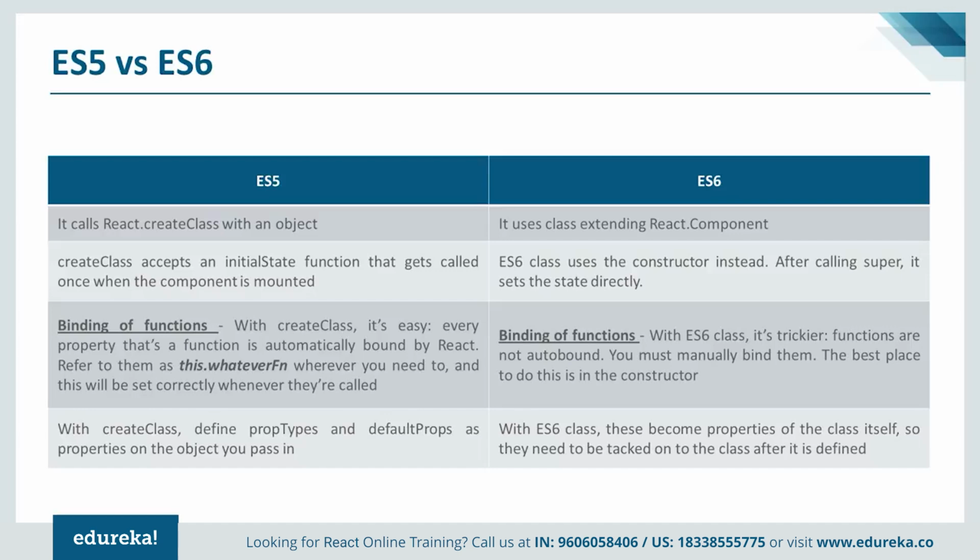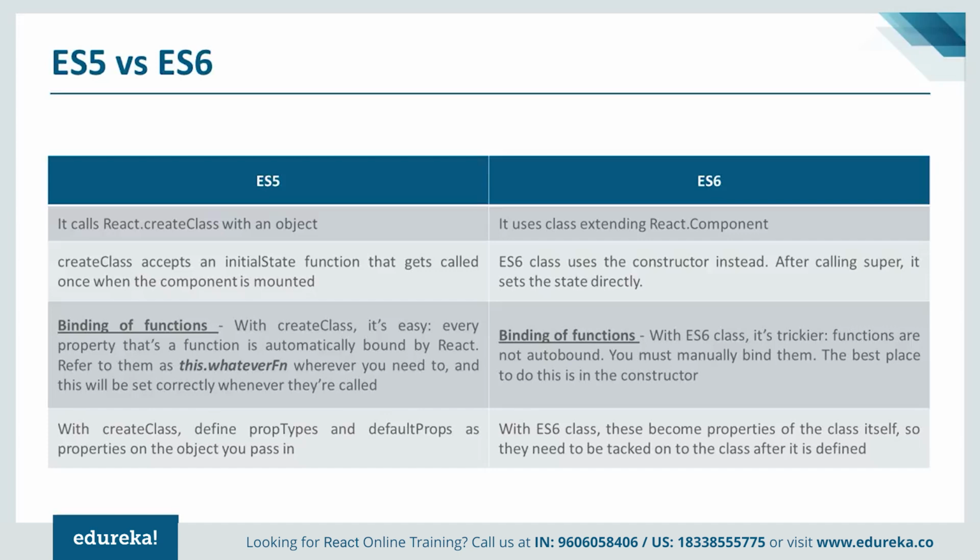Now, when I talk about the binding of functions, with createClass it's very easy. Every property that is a function is automatically bound by React. When I talk about the ES6 class, it's a little bit trickier. Functions are not auto-bound. We have to explicitly bind the function. With createClass, we define propTypes and defaultProps as properties on the object which we pass, while with the ES6 class, these become properties of the class itself. There is a very big difference over here.